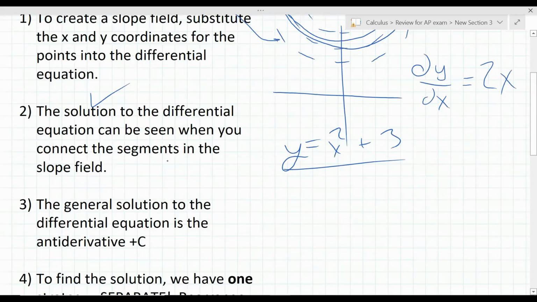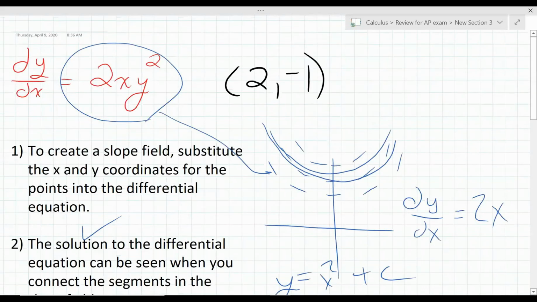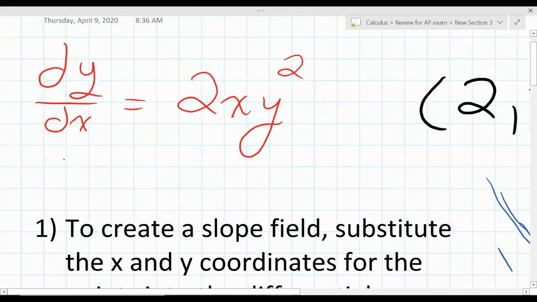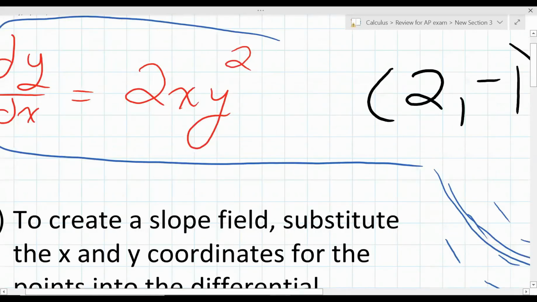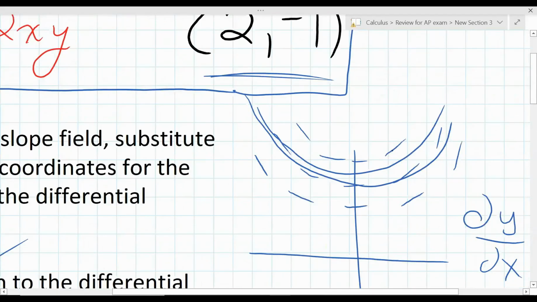Now, we talked about the general solution to the differential equation, and that's when I find this antiderivative and I end up with something like a plus c. In this problem, it's not as simple as that. If I would say solve, I would say find here, I'm looking for some specific solution because we're going to be able to figure out the c.